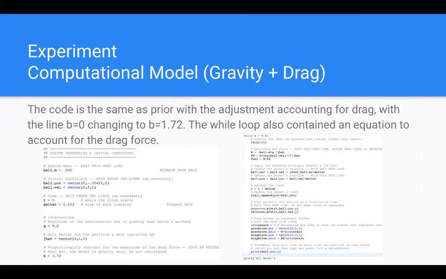Now, if we look at the computational model code for gravity and drag combined, the code is essentially the same as prior, but there are adjustments made to account for the force of drag, with the line of B equals 0 changing to B equals 1.72. To find this value, I used the formula that I mentioned in the second slide. And to the right, we can also see that the while loop also contains an equation to account for the drag force, and it is not just the force of gravity as previously shown.